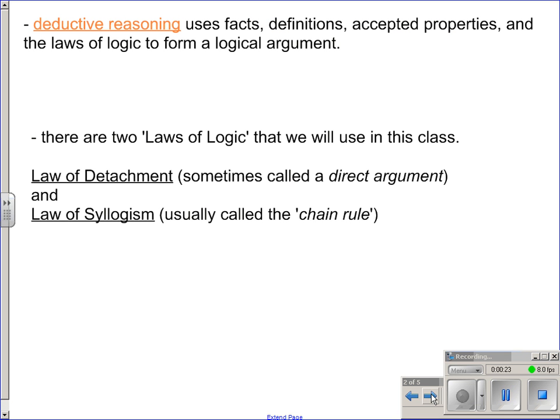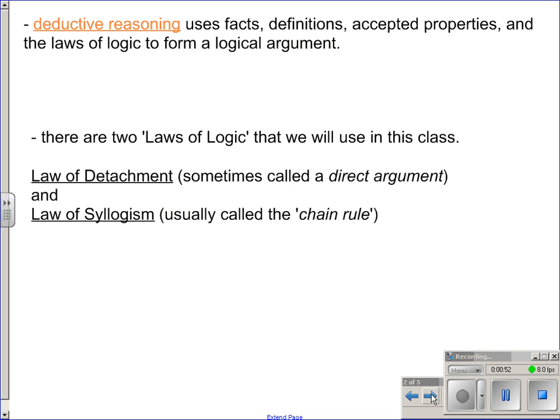Before, we talked about inductive reasoning. That was looking at patterns and making conjectures. You just see something and think, I think this is what it is. You don't have any rules or properties or laws, just things that we know are true. We're just making guesses at what might be true. That was inductive reasoning. Deductive reasoning actually uses facts and definitions, accepted properties, and laws of logic. So we're using things that are known to make conclusions.